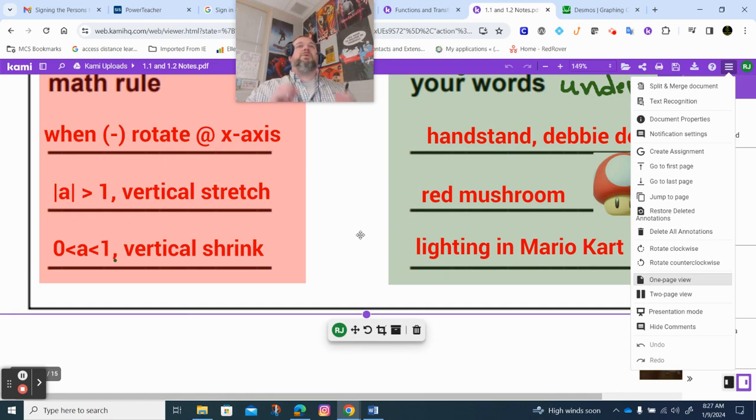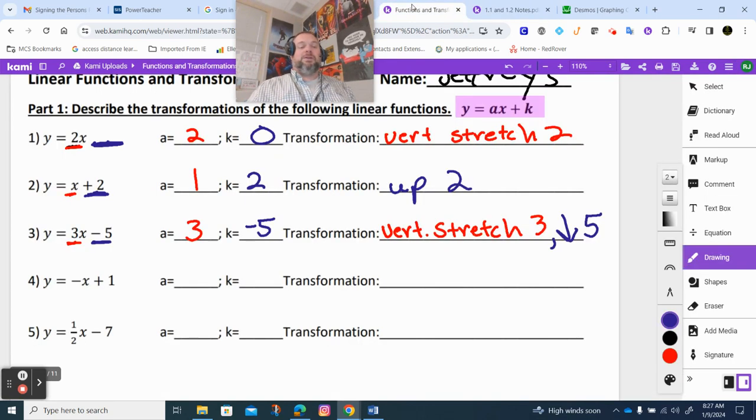Now, when we say that a, and when it's a number like 3, 5, 20,000, if that number is bigger than 1, it's going to stretch it vertically like a rubber band. Then it squishes it. It compresses or shrinks it. We're going to look at one. It's coming up.